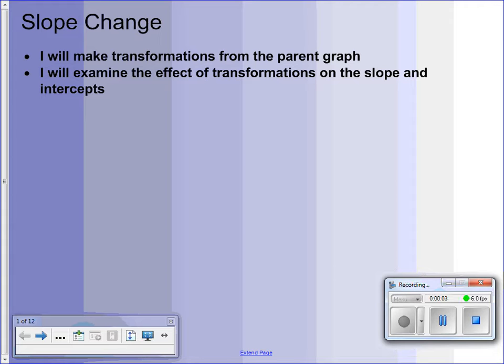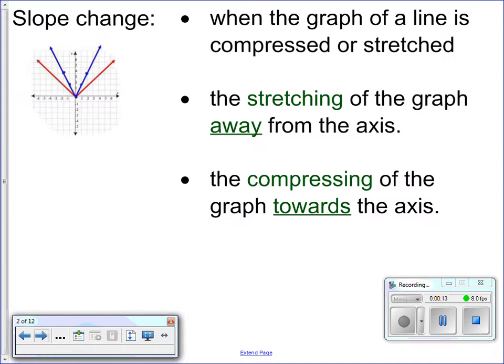Today we'll be discussing slope change. At the end of the lesson, you'll be able to make transformations from the parent graph and examine the effect of the transformations on the slope and the intercepts. So we make a slope change.